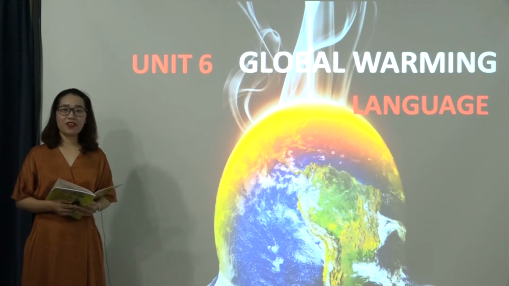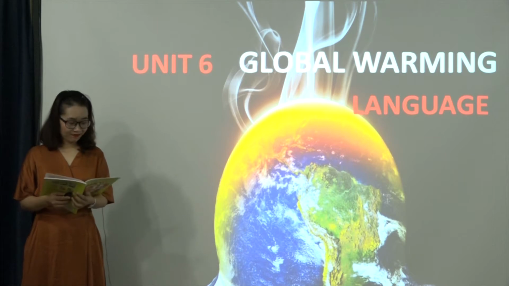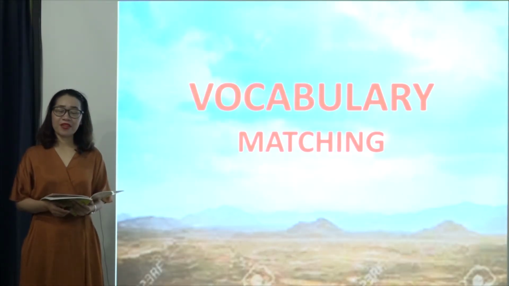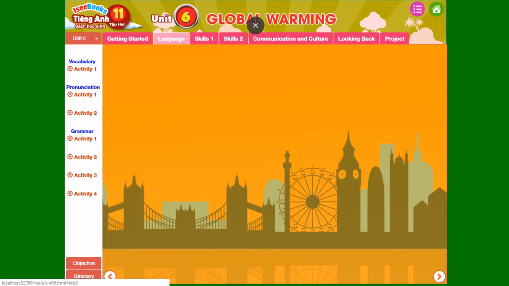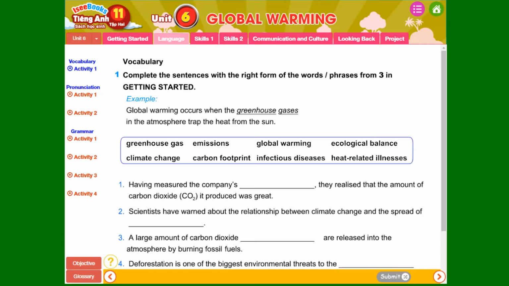Now, let's start with language of Unit 6, global warming. And we come to the first one, vocabulary, matching. Language. 1. Complete the sentences with the right form of the words or phrases from 3. In getting started.